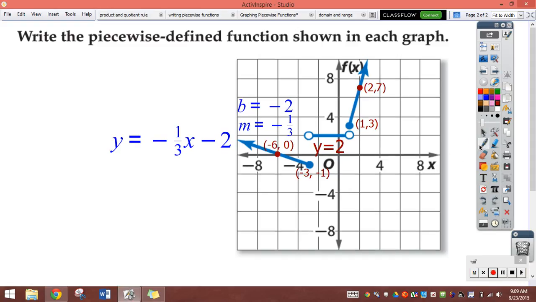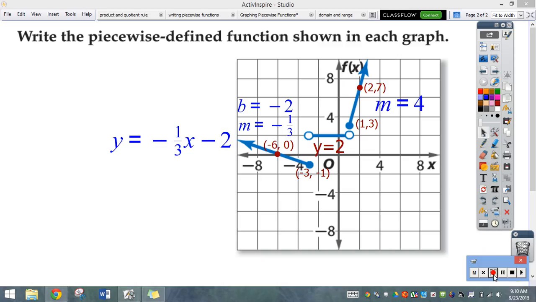Okay, so now that I have some points, I can either count rise over run or I can use the slope formula. If I did rise over run, that'd be 1, 3, 4, so rise 4 over 1. Or if I use the slope formula, 3 minus 7, which would be negative 4, over 1 minus 2, which would be negative 1, and negative 4 over negative 1 reduces down to 4. So either way, you get a slope of 4.